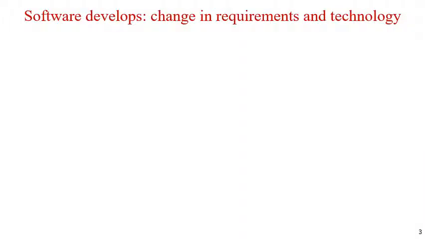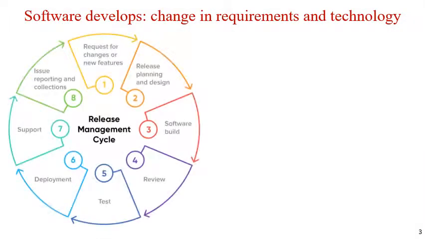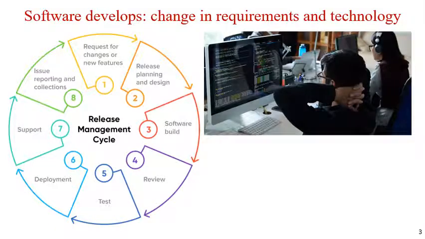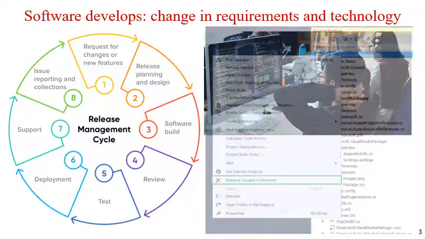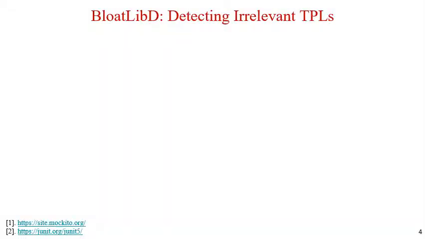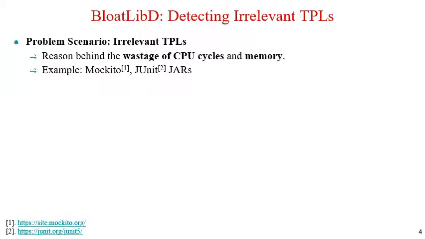But as software develops and progresses through its various releases, a change in requirements and technology occurs. As we make changes to accommodate the new requirements, we tend to leave behind some unused references, some unused libraries. Now, these unused, irrelevant third-party libraries become the reason for wastage of CPU cycles and memory. Some examples are Mockito and JUnit jars.